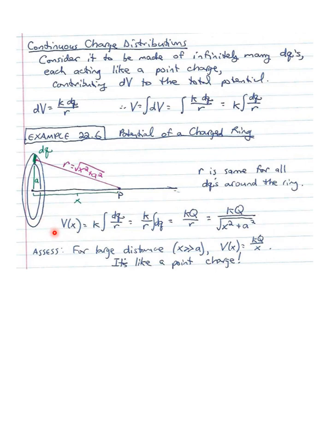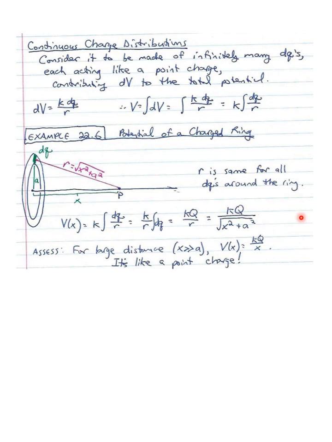Let's start with the voltage, or the electric potential, as a function of x. It is k times the integral of dq over r. But now we get to throw r out to the side because it's constant for all these different points. And we're left with k over r times the integral of dq. A very easy integral to do. The sum of all the dq's is just capital Q. So we have kQ over r.